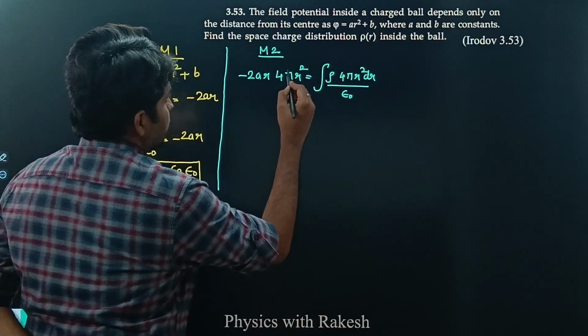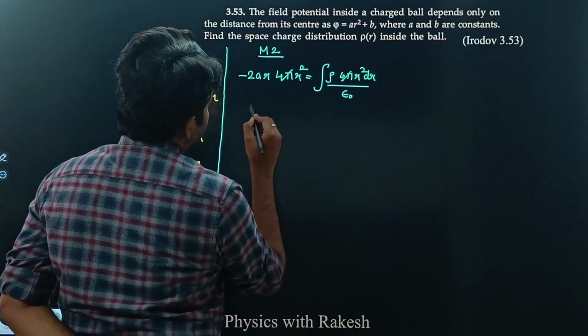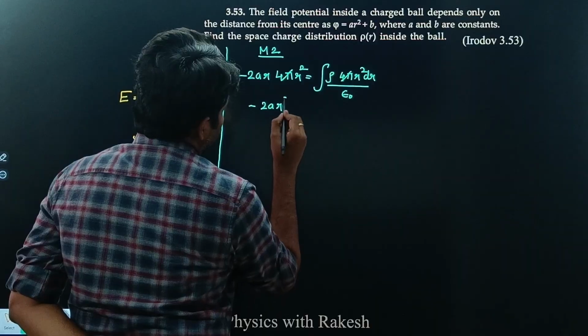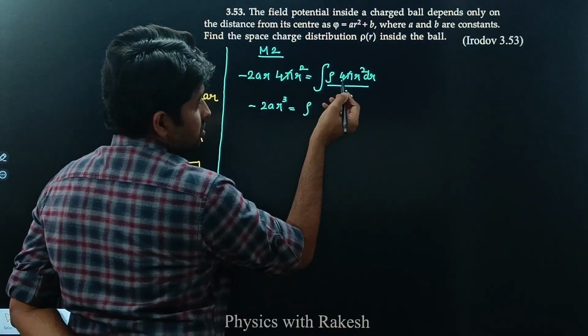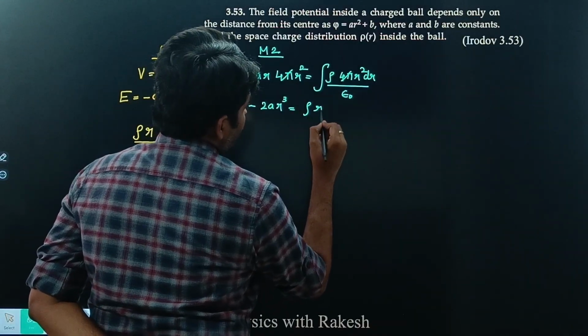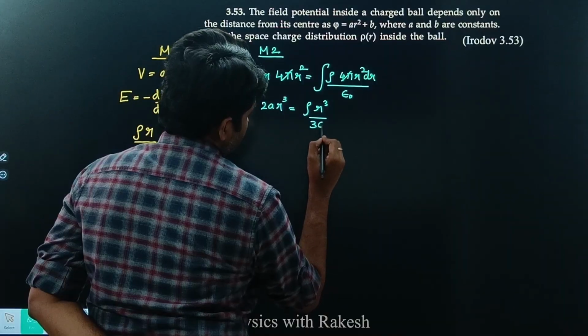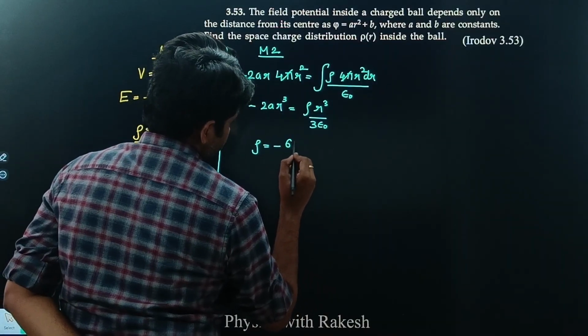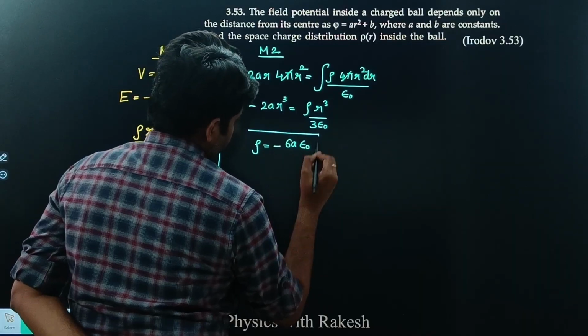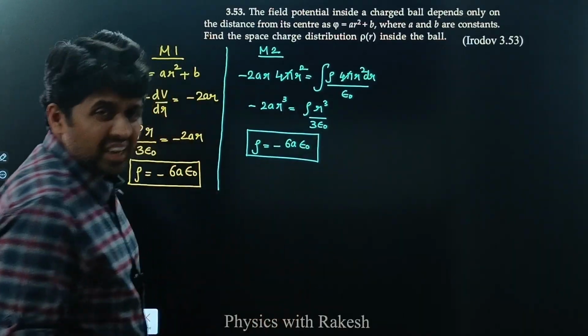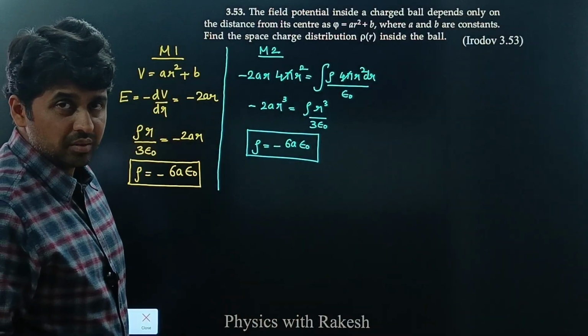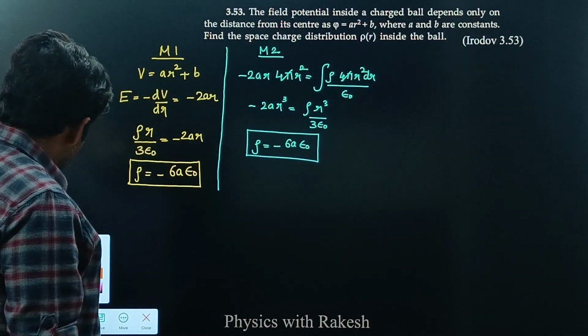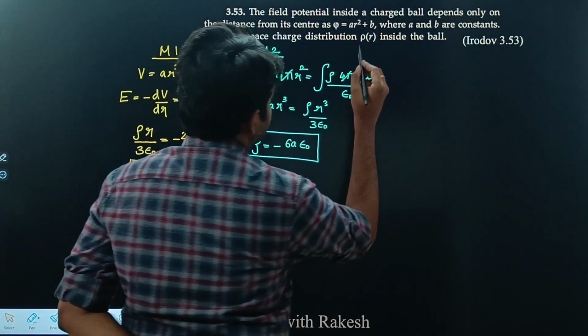So what can I write here, tell me? I can write this as minus 2A R cube equal to rho is anyways a constant. Okay, rho R cube by 3 epsilon. So from here we get rho equal to minus 6A epsilon. So this is the second method, no doubt in this method. Okay, let us move on to the third method.